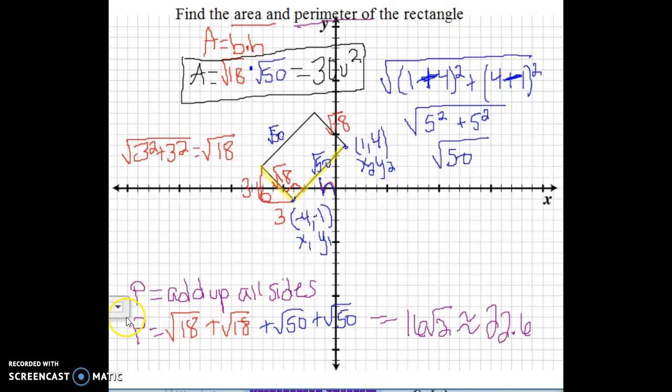So that's how you would find the area and perimeter of a shape, either using Pythagorean theorem or using distance formula.